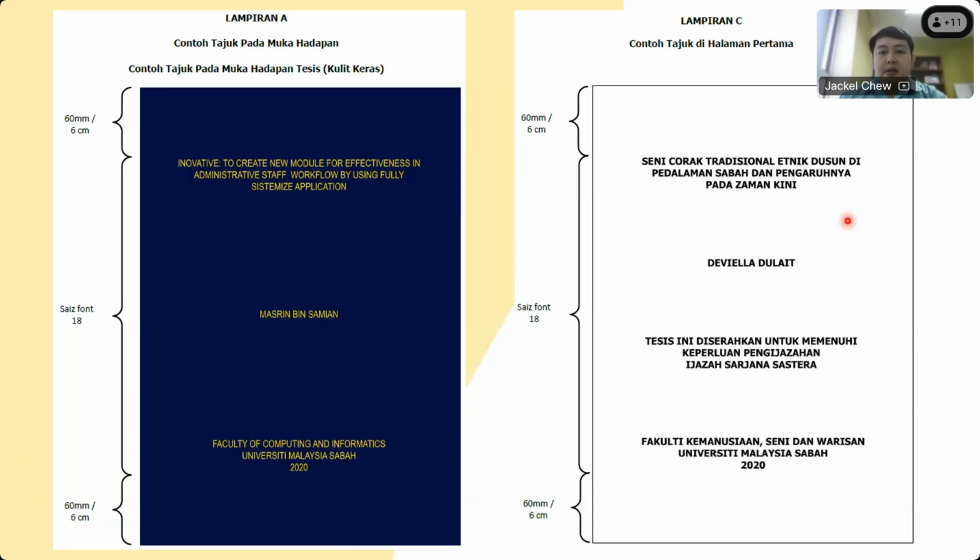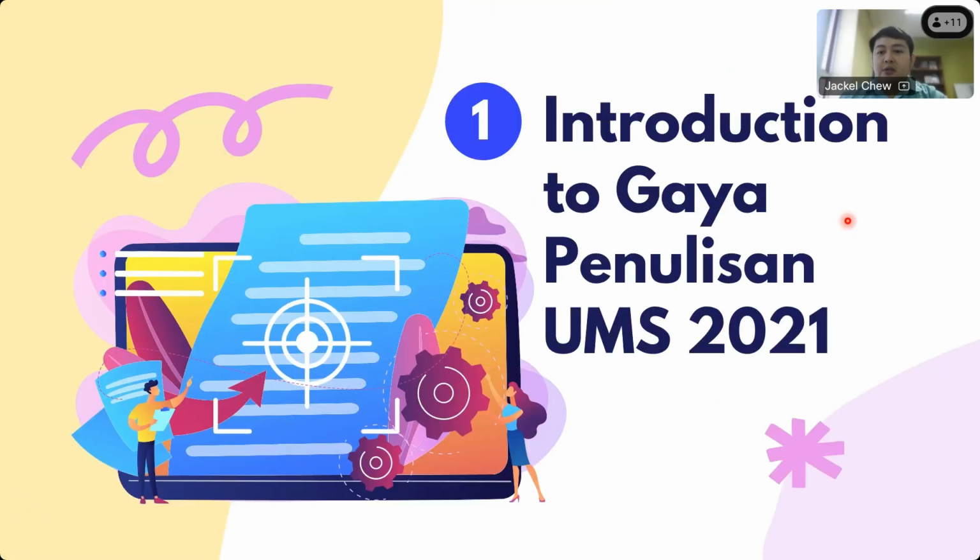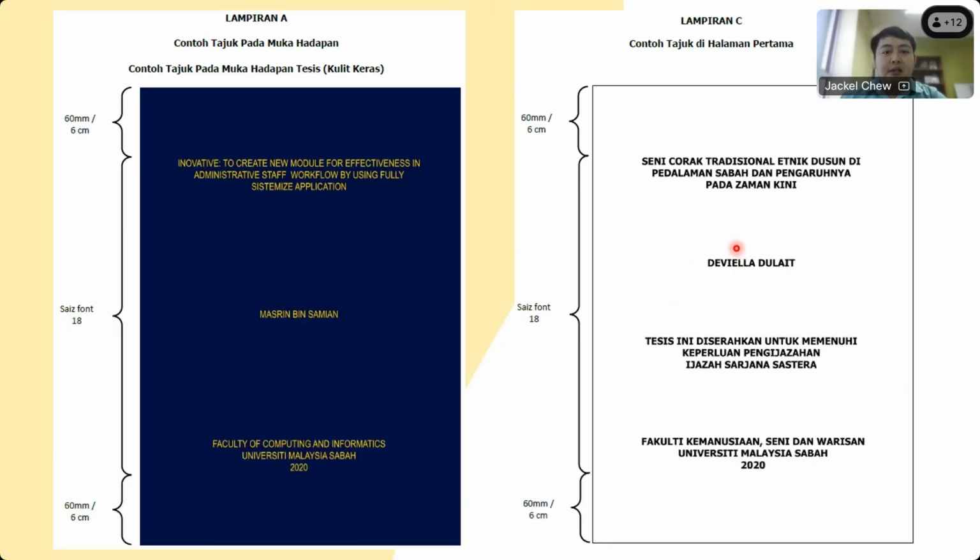So I will begin with the introduction to Gaya Penulisan UMS 2021. This is the latest standard or guideline for all UMS postgraduate students who are currently preparing their thesis. You must obtain this book from the Center of Postgraduate Studies website. I attach several examples of the formatting for your final thesis. I took this picture from the guideline.